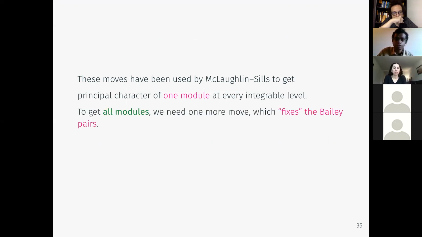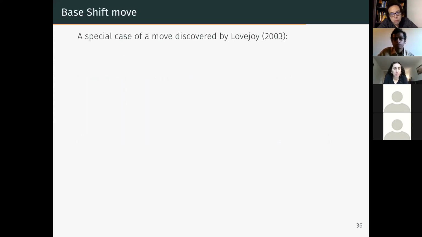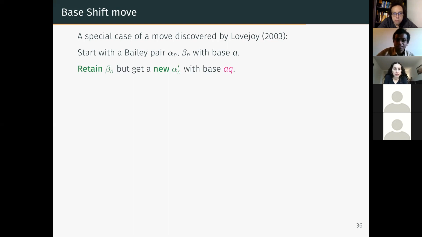So it turns out we need one more move, which fixes the Bailey pairs that are known. And it's called the base shift move. Okay, so what is it? Jeremy Lovejoy let us know later, and Chris Jennings-Shaffer also independently told us later, that this was actually a move that was discovered by Lovejoy almost 2 decades ago. What you need to do is start with a Bailey pair with a base A. You keep the betas, but get new alphas with a shifted base.